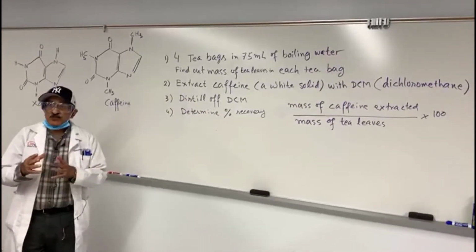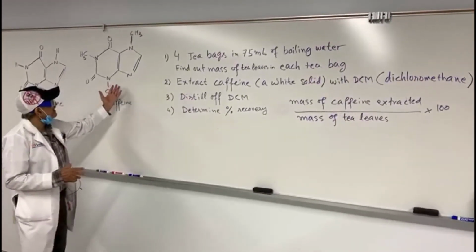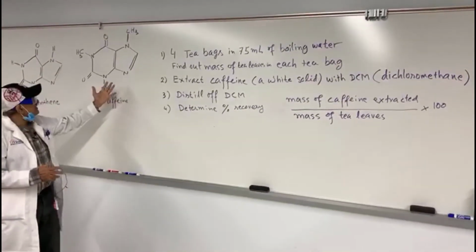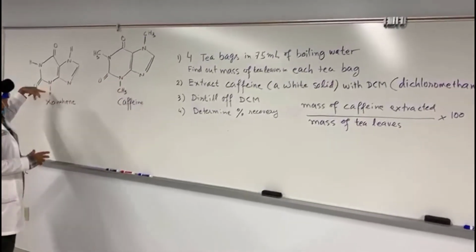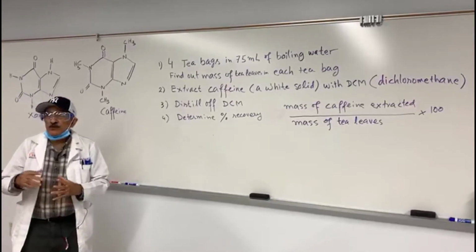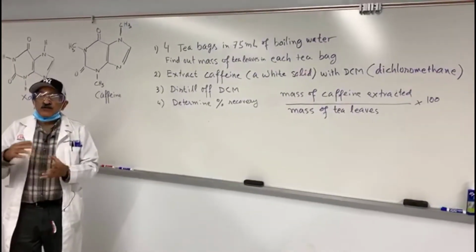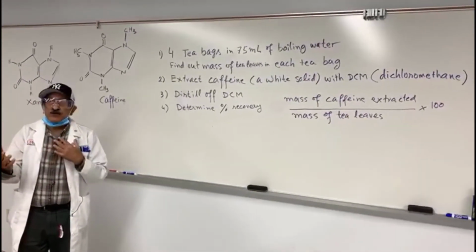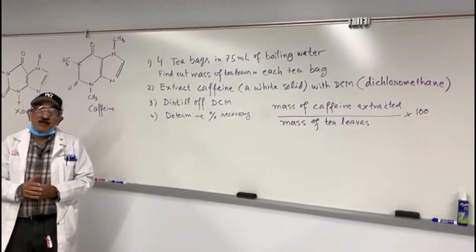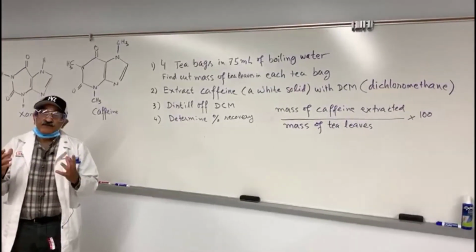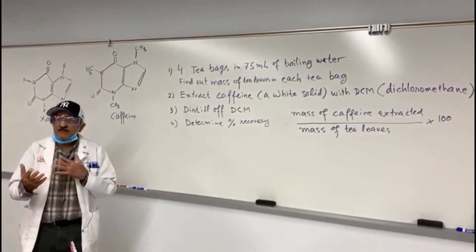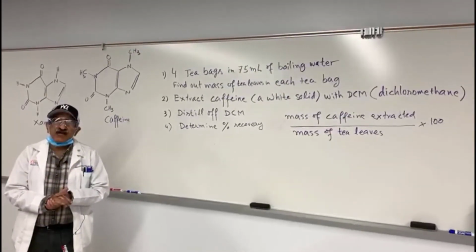Okay? So what we do is basically we're going to extract caffeine. This is the molecular formula for caffeine. As you can see, the middle part of the structure is actually the purine molecule. Purine molecule can be found in DNA, nucleic acids, RNA, etc. But it can be found in many other natural products called nitrogen bases or alkaloids. They are basically basic compounds.